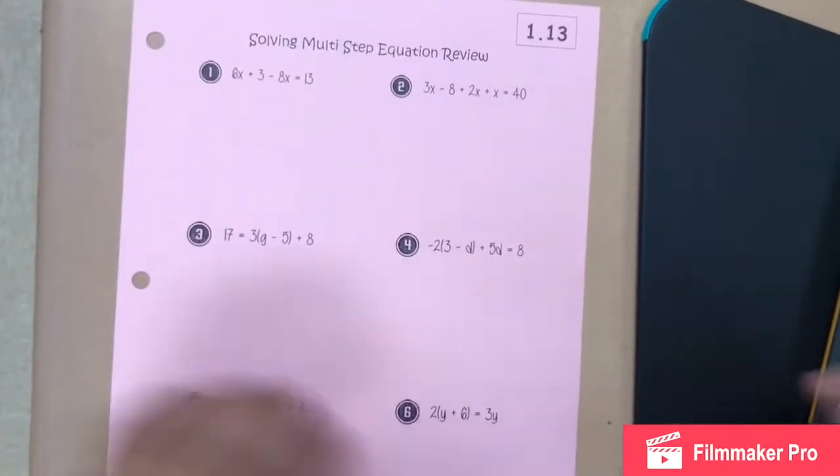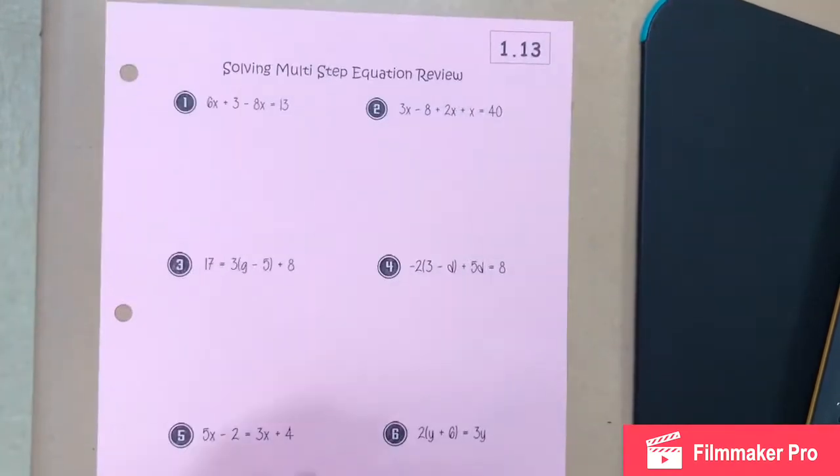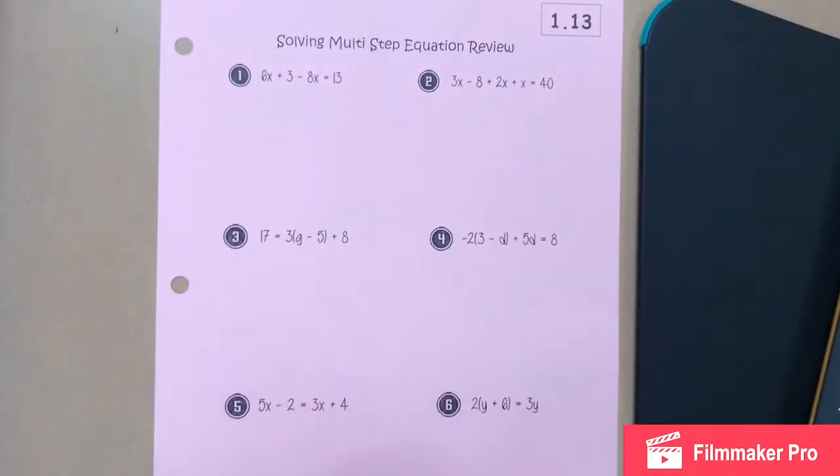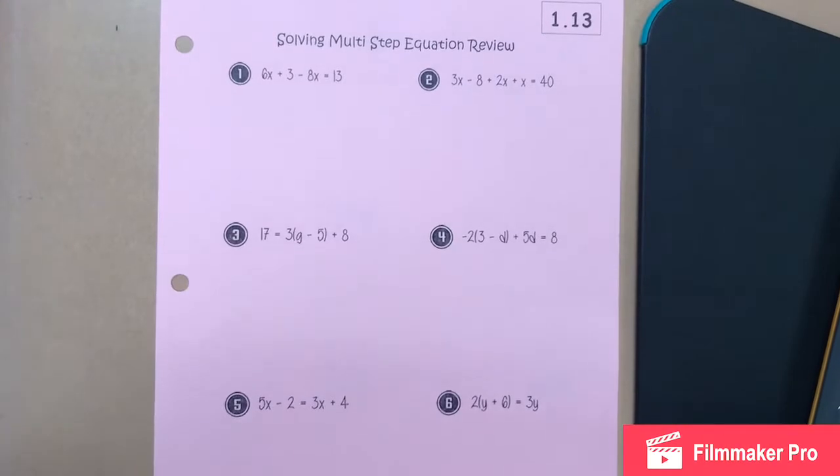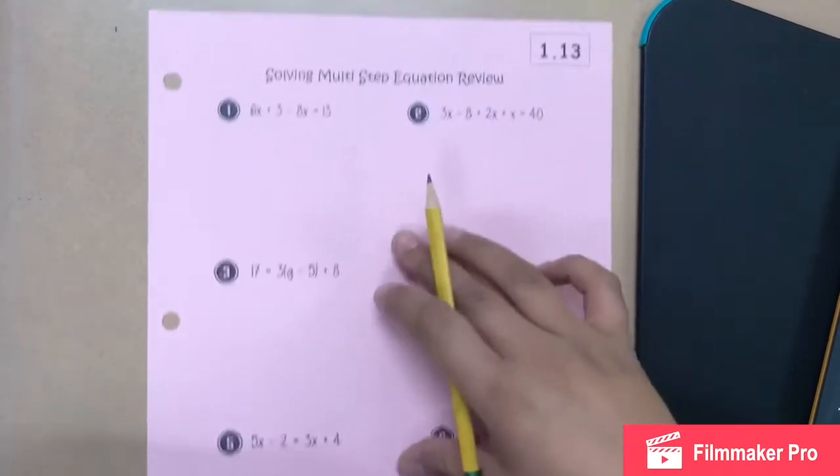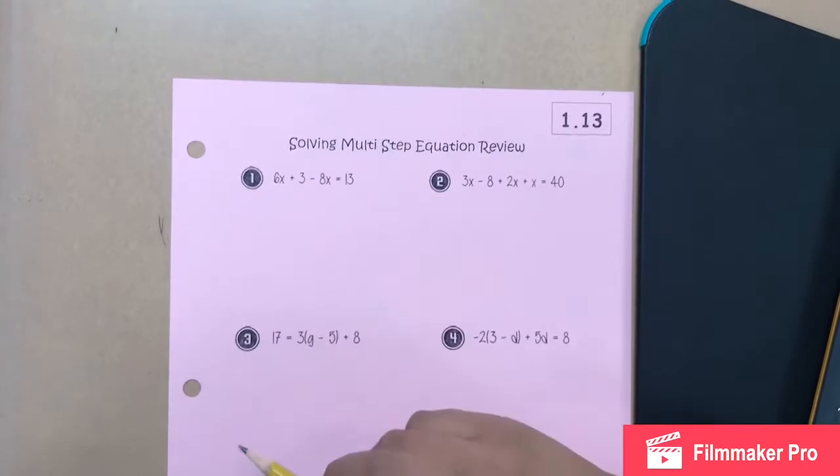Okay, so this is multi-step equations review, pretty much what we've been covering the last couple of days. Just remember your steps as you follow through each question. The first thing we always look for, if there's any set of parentheses, then we need to distribute that value that's outside the parentheses. So number one, there is no set of parentheses that I need to worry about, so I can skip step one.